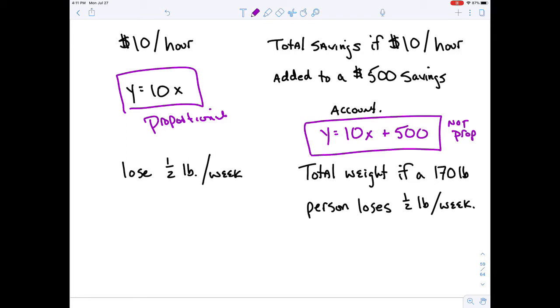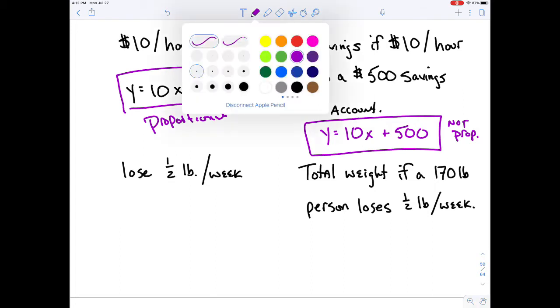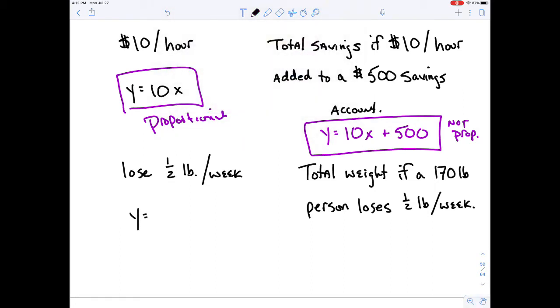Now, we don't mind that it's not proportional. It doesn't make it bad that it's not proportional. It's just not proportional. The example underneath, just to show that things could be negative as well. If I go on a diet and lose half a pound a week, I could write down an equation, y equals -1/2 times x. X is the number of weeks, y is the amount of weight that I lose, right? This is proportional all day long.